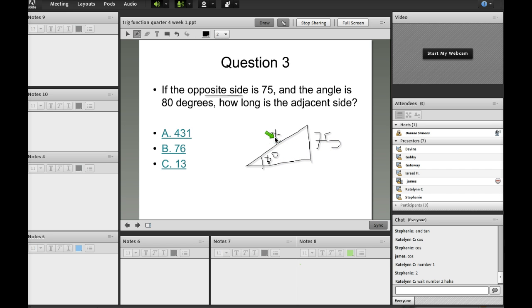So what am I going to use? Sine, cosine, or tangent? I know I should have marked 1 and 2 as I was doing that. Caitlin, sorry. That could have been confusing. Tangent. Okay, Gabby is saying tangent. This is the side I want up here. Remember, sine is opposite over hypotenuse. Cosine is adjacent over hypotenuse. And tangent is opposite over adjacent.